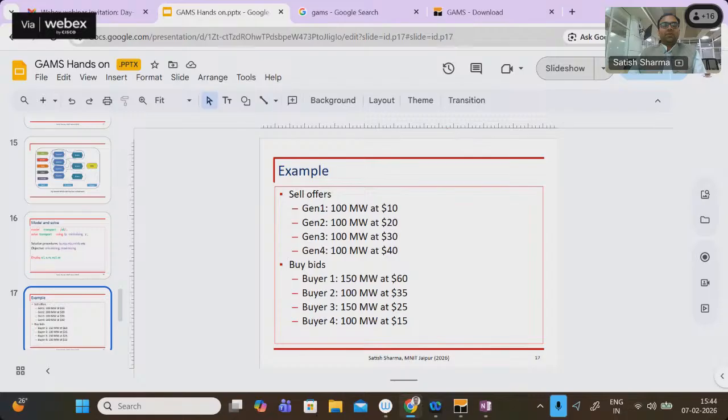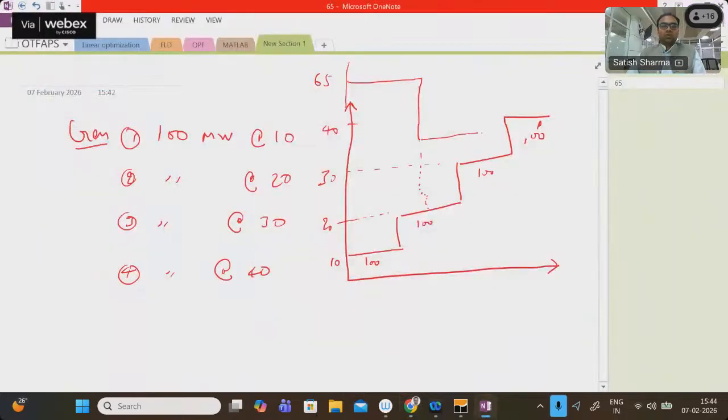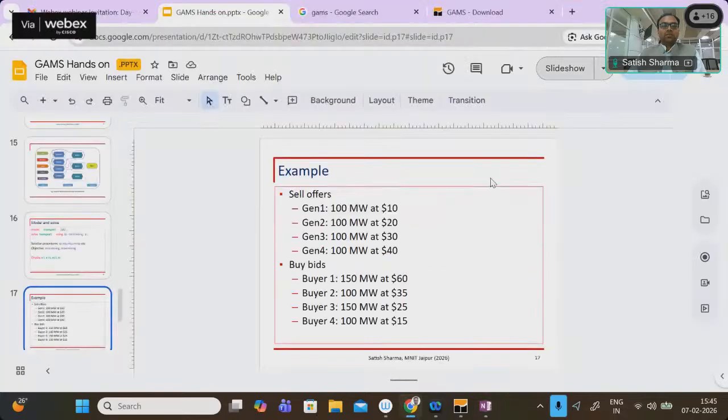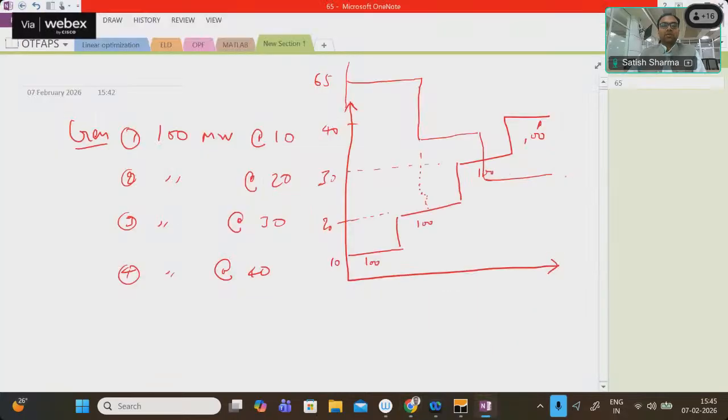Then we have 25, 150, and then we have 15, and then 100 megawatt. So this is our market clearing algorithm, where the quantity which can be cleared is this much. So it is 250, and the price will be 30.